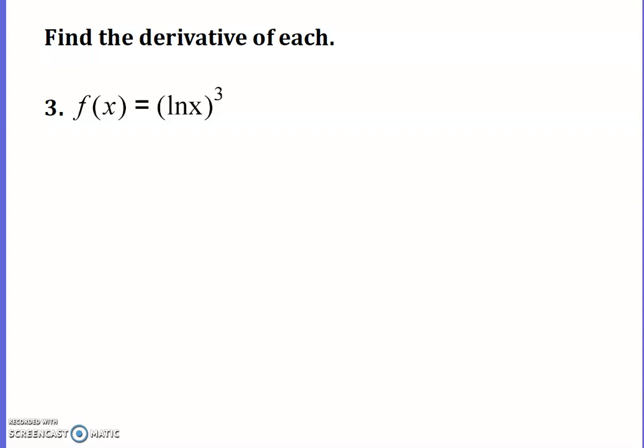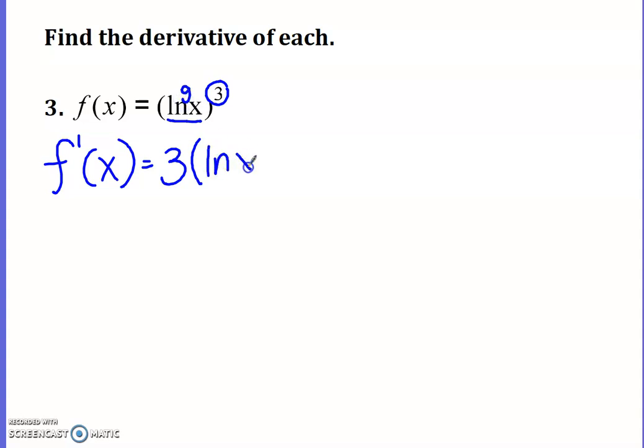Okay, now let's practice with some chain rule. So we have a function and a function here. I have ln x inside of this cubic function. So first I deal with the cube. So I bring this out front. I'm leaving that g of x function alone.